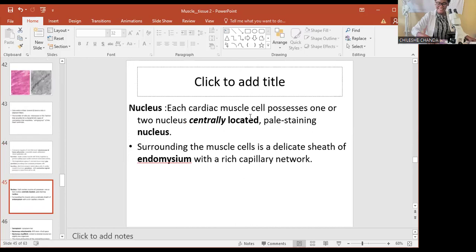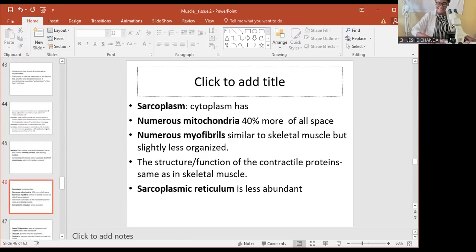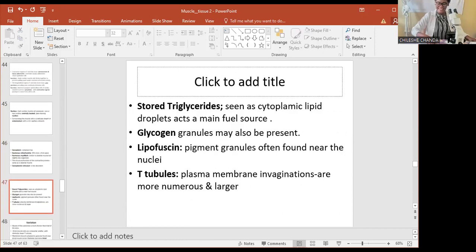Like we said, each cardiac cell possesses one or two centrally located nuclei, which stain pale. Surrounding the muscle cells is a delicate sheath of endomysium, the same arrangement that we talked about. There is the endomysium, the perimysium, and the epimysium. Sarcoplasm is cytoplasm. There are numerous mitochondria for energy provision, numerous myofibrils, and also sarcoplasmic reticulum. Those are things that we have talked about.